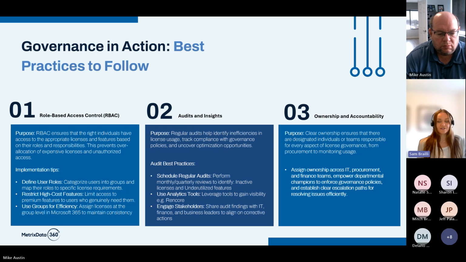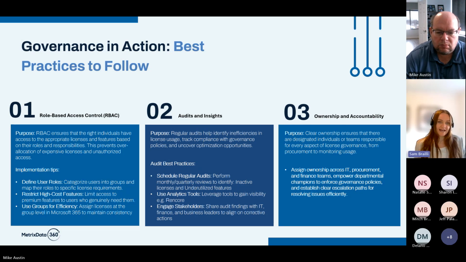Assigning licenses at the group level in M365 as opposed to the user level helps us maintain consistency and then simplifies management. It also then stops the duplication of licenses, so that if you were to assign it via a group level and then again at a user level, you haven't given dual license assignment there.